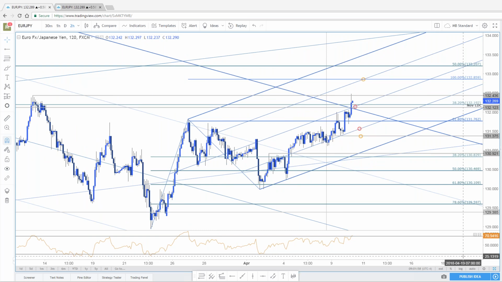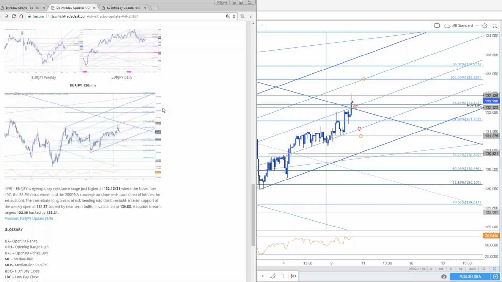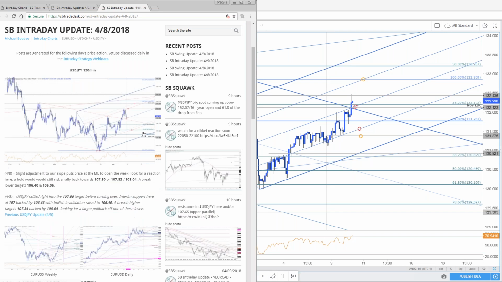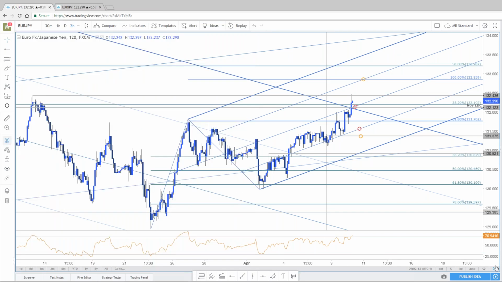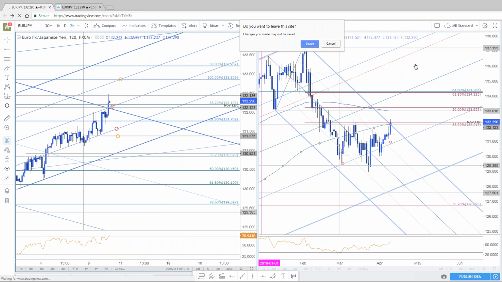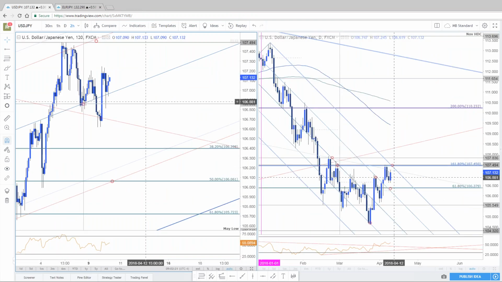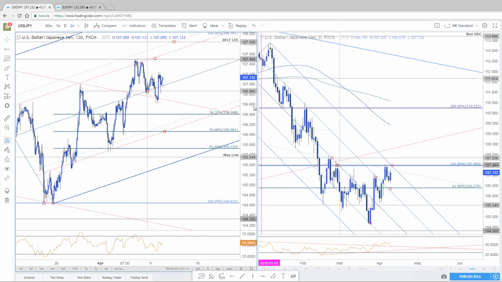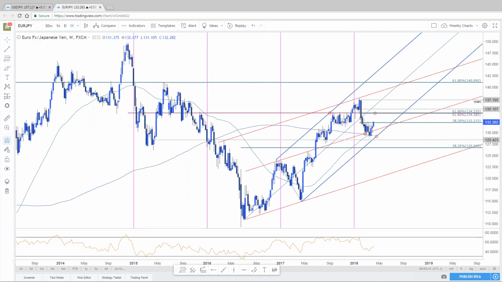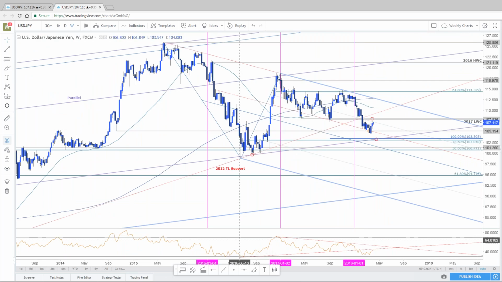Next up, dollar yen. Okay, we'll talk about dollar yen. So here's what dollar yen looked like to start off the week. Listen, 107.50, 107.84. Those are the regions where I would be looking for a larger reversal if dollar yen is heading lower. Weekly chart.